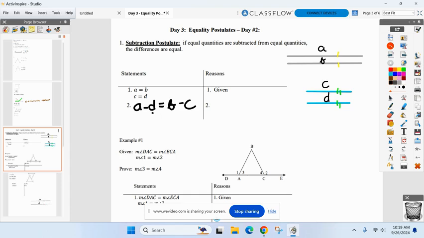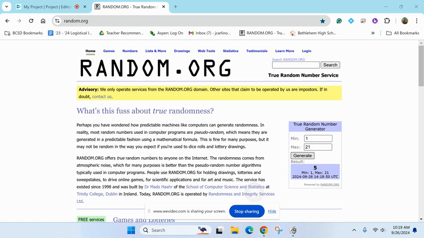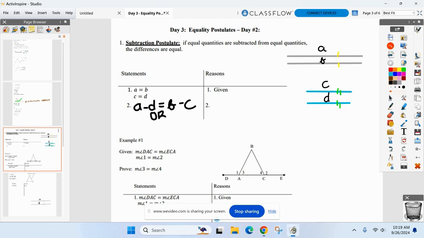We're in honors, so let me do another pair. What else could I do? What other segments could I subtract? Remember, A and B are the longer ones. Kevin, what do you got? A minus B equals B minus D. Yep, I like it. But now we call that subtraction. And we call that subtraction. Questions there?